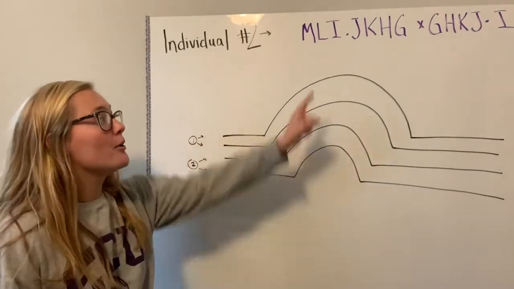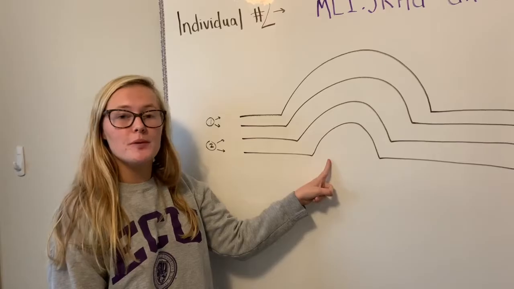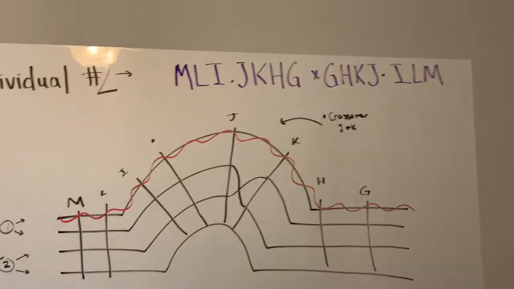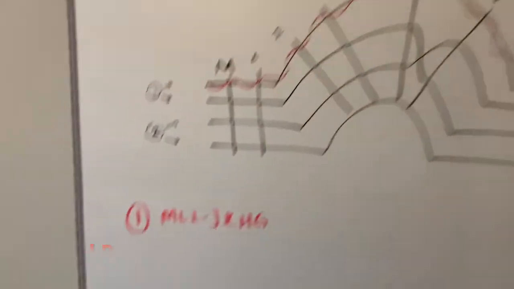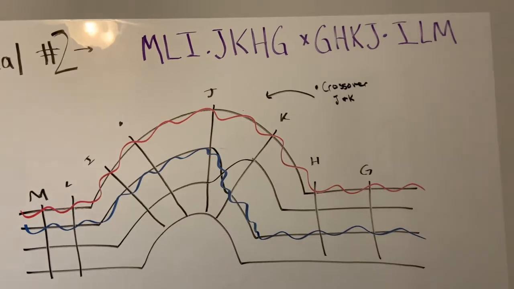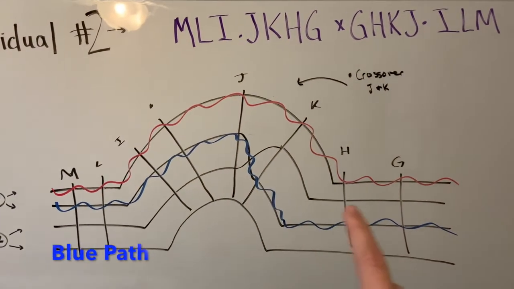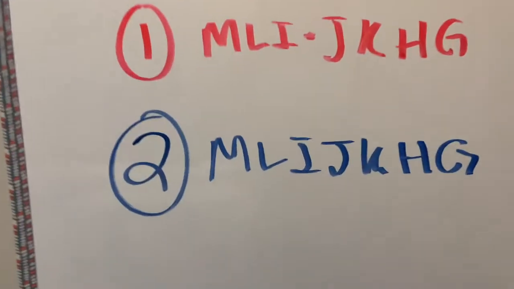For our second example, our chromosomes are the same, it's just backwards, so there are no inversions and there's no loop in our model. For this example, we'll have a crossover between J and K, which will look like that. For our first chromatid, we'll use red, going from M L I . J K H G, getting that. Our second chromatid, we'll use blue, going from M L I . J, crossing over K H G. Since it's a crossover and we're going in straight lines, there's nothing really different, so we're going to get the same thing.